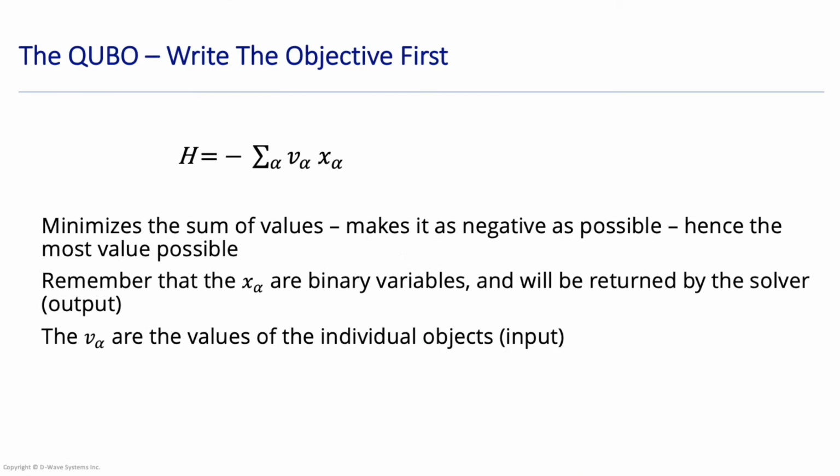And so now, given these variables, let's take a stab at writing the objective first. A first guess would be minus the sum, using alpha for the index, of V alpha times X alpha. What that does is minimize the sum of values, make it as negative as possible, giving us the most value, if you will. And the reason it works is that if X is 1, of course, it's in the knapsack and it'll count toward my total. Remember, the V's are the values of the individual objects. So this is a first step in the QUBO.